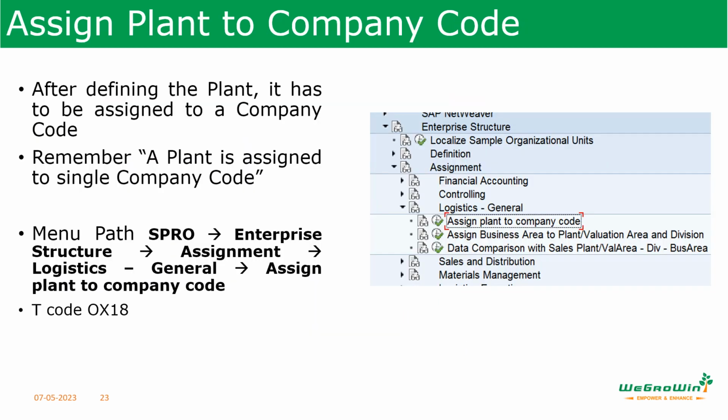After defining the plant, now we have to assign the plant to the company code. What I described as the completion of the plant was just to create the plant and change the details. But now we have to link it to the company code. Only by linking will it be connected to all the other financial things and also the legal things, right? And please remember, a plant is assigned to a single company code. To do the assignment, follow the menu path shown here or use the transaction code OX18.